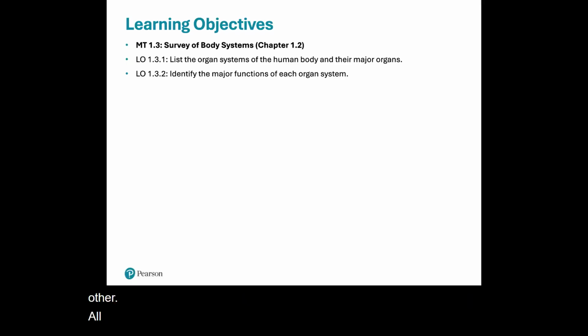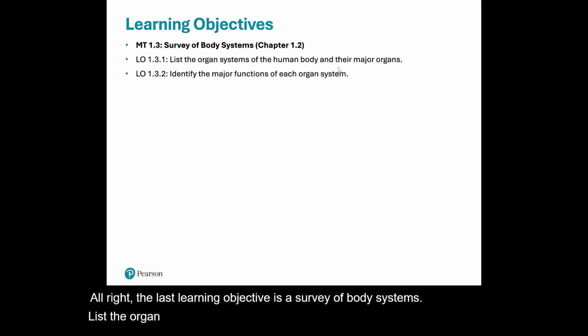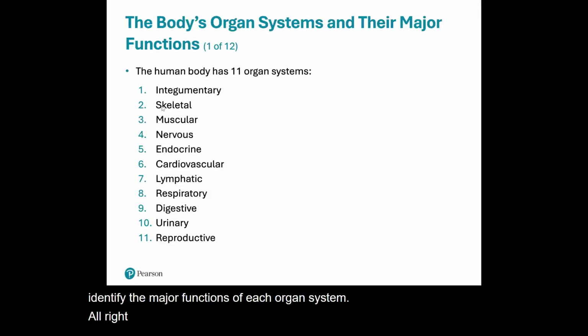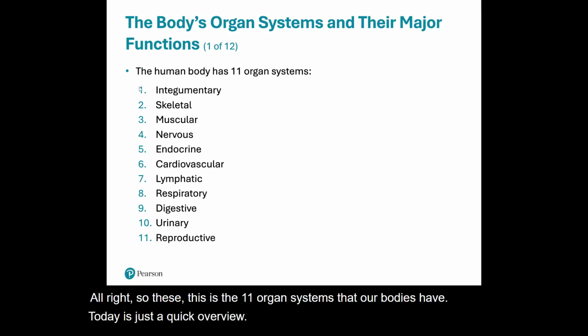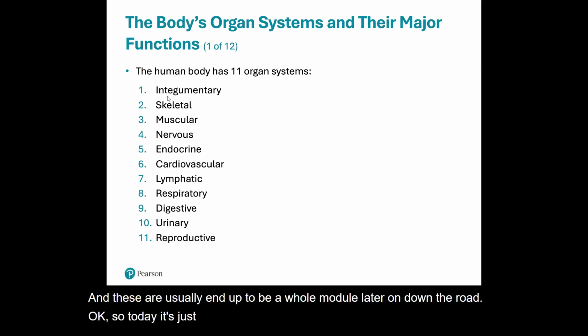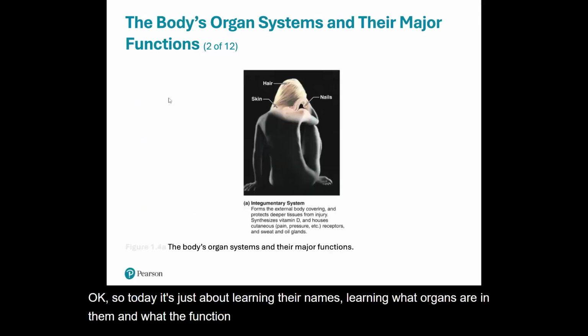All right, the last learning objective is a survey of body systems. List the organ systems of the human body and their major organs, and then identify the major functions of each organ system. All right, so this is the 11 organ systems that our bodies have. Today is just a quick overview, and these usually end up being a whole module later on down the road. Okay, so today it's just about learning their names, learning what organs are in them, and what the function is.